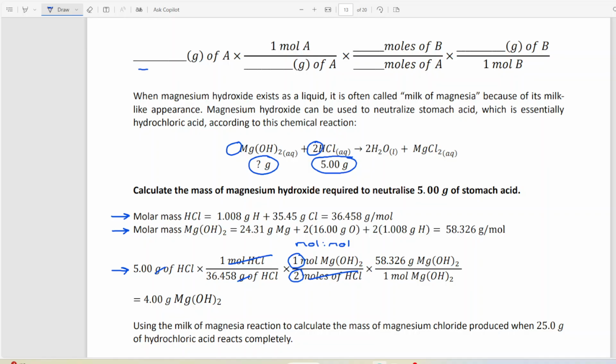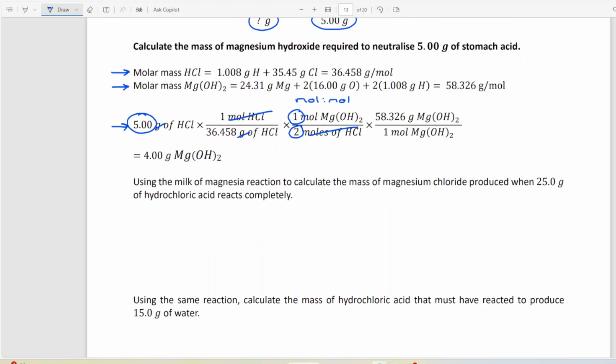And then I just plug this into my calculator. So it'd be 5 divided by 36.458 divided by 2 times 58.326. And to 3 significant figures, because that's what my question gave me, I would get 4.00 grams of magnesium hydroxide is needed to neutralize the 5 grams of hydrochloric acid. So now what we're going to do is use that work that I've already done for you twice. We're going to use the milk of magnesia reaction again to calculate the mass of magnesium chloride produced when 25 grams of hydrochloric acid reacts completely.